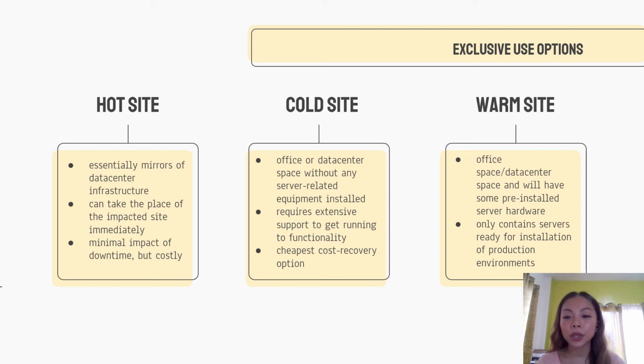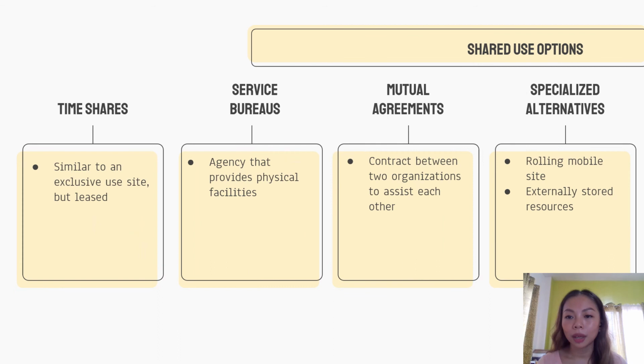The organization is best suited to identify which type of exclusive use option or shared use option is needed for its BCP. The shared use options can be timeshares, service bureaus, mutual agreements, or specialized alternatives as listed on the slide.